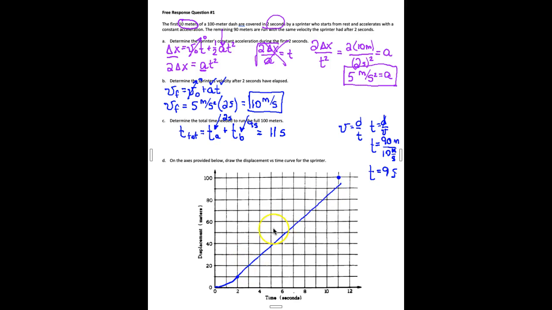Well, that was pretty close. I'm a little bit off, but you get the idea. I'll just make the dot a lot bigger. This piece here is linear, and the piece at the beginning is quadratic. And so that's the solution to FRQ number 1 from Kinematics.